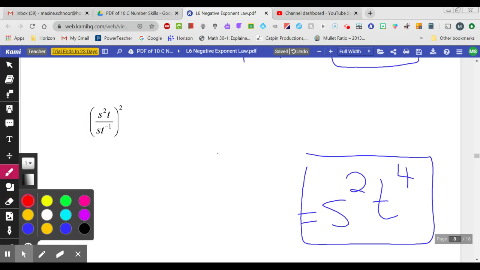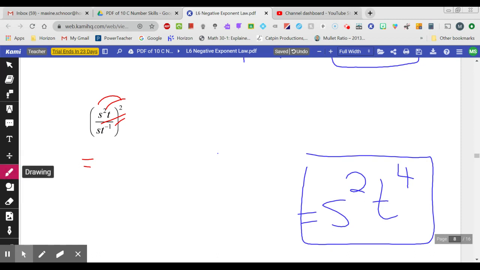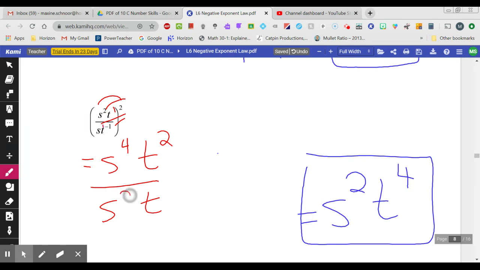is to say, okay, I'm going to bring this 2 into everything. So I'm going to go S, T, S, T. So 2 times 2 is 4. 1 times 2 is 2. 1 times 2 is 2. Negative 1 times 2 is negative 2.